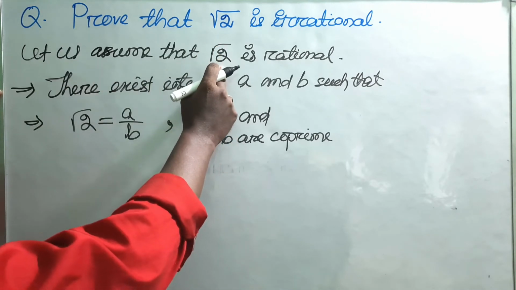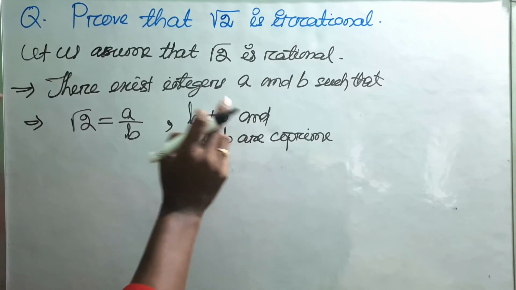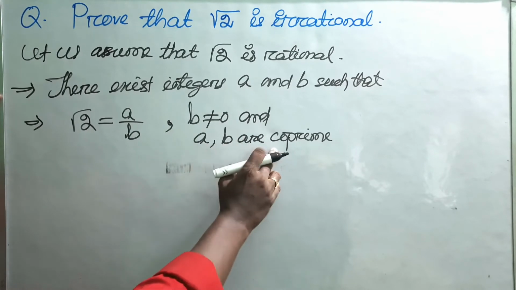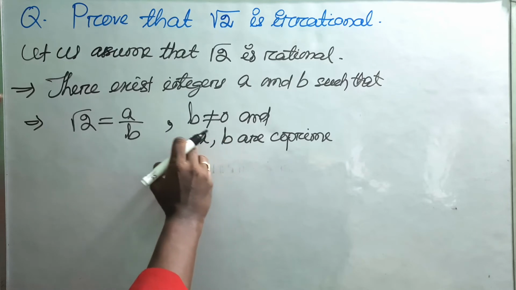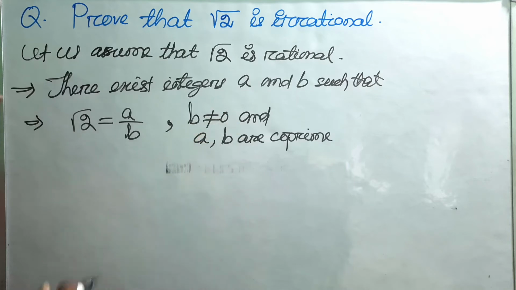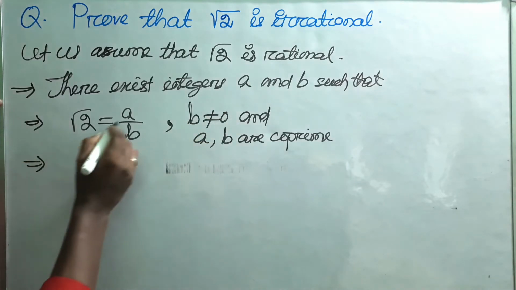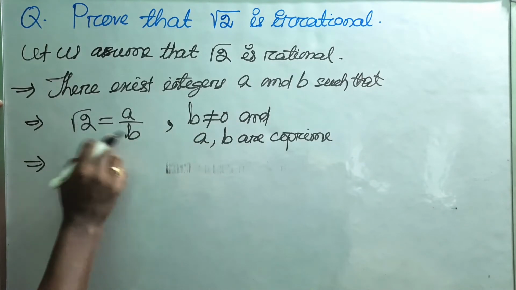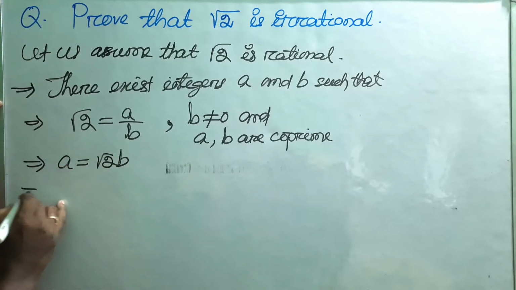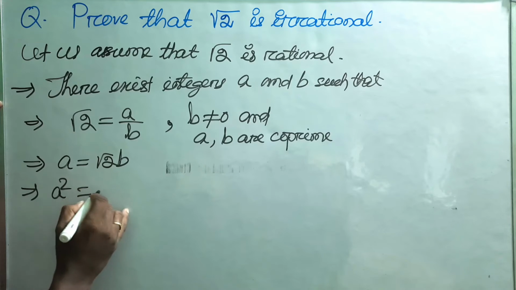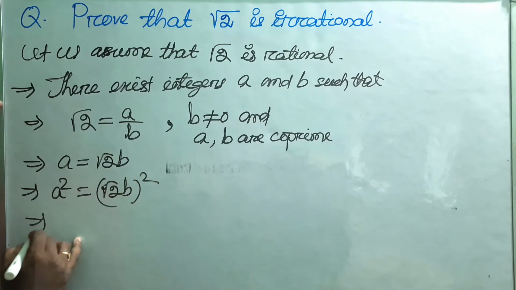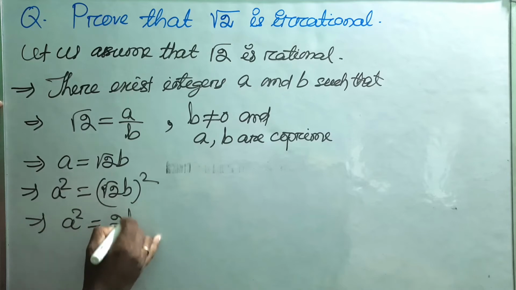Since we have assumed this for root 2, this condition has to be satisfied. Remember, this is the one we have to contradict. A and B are co-prime means A and B are divisible by only 1. Now, taking B to this side, A is equal to root 2 B. Squaring both sides, we get A square is equal to 2B square.